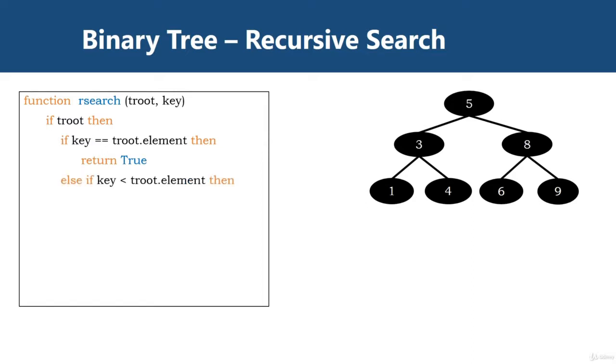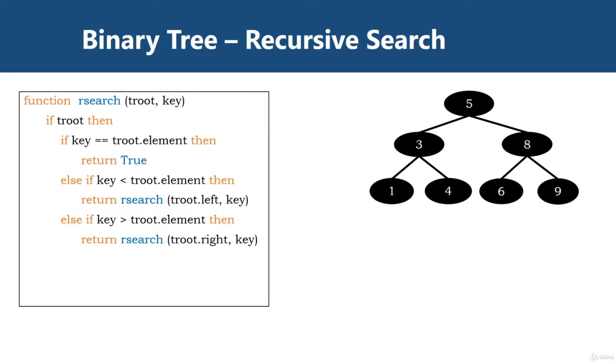Else we will check if the key is less than the element in the node. If this condition is true, we will recursively call the rsearch function, passing the root of the left subtree, and the second argument will be the key itself. In the next statement, we will check if the key is greater than the element present in the node, using the statement if key greater than troot dot element. If this is true, then we will recursively call the rsearch function, passing the root of the right subtree using troot dot right and the key.